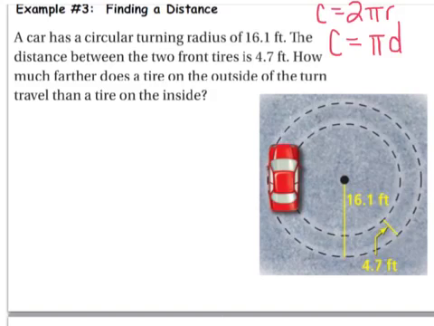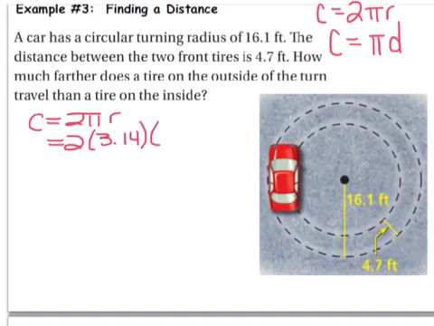So let's find the circumference of the outer circle first. To find the circumference of the outer circle, we need to multiply 2 pi r. And we know that pi is equal to 3.14, or you could use the pi button on your calculator. And the radius of the larger circle is 16.1. Multiplying this out, you will get that the outer circle has a circumference of 101.108 feet.